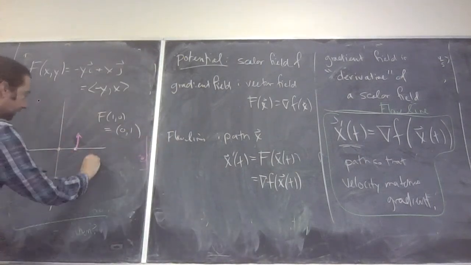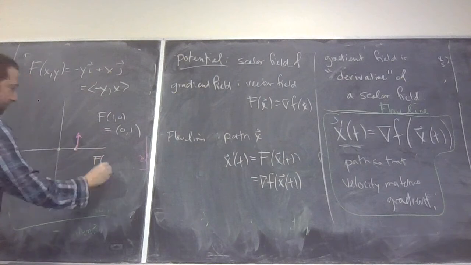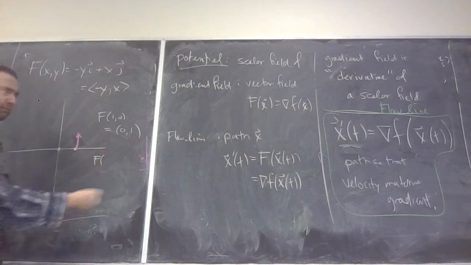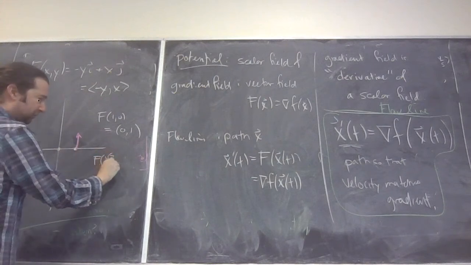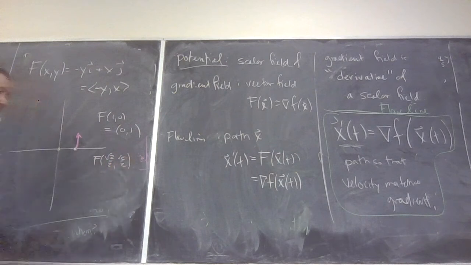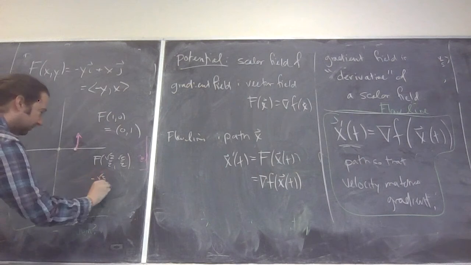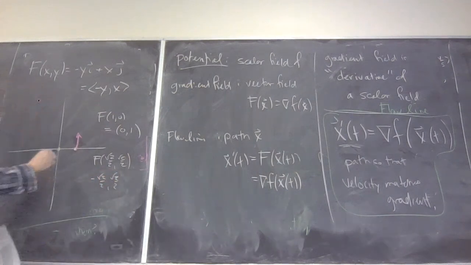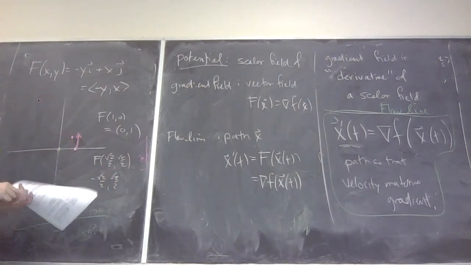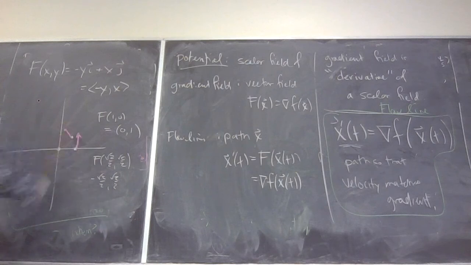What is f of, oh, I don't know, how about, I'm going to randomly choose something, root 2 over 2, root 2 over 2. Does that get you minus root 2 over 2, root 2 over 2? So that means if you're right here, you're headed in this direction. That's also a unit vector, right?